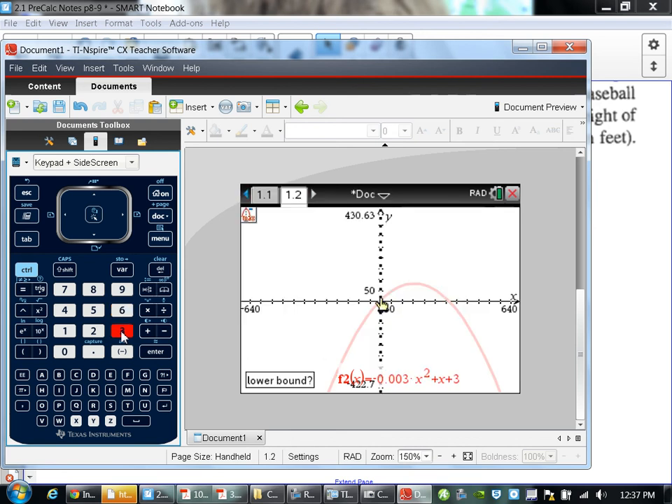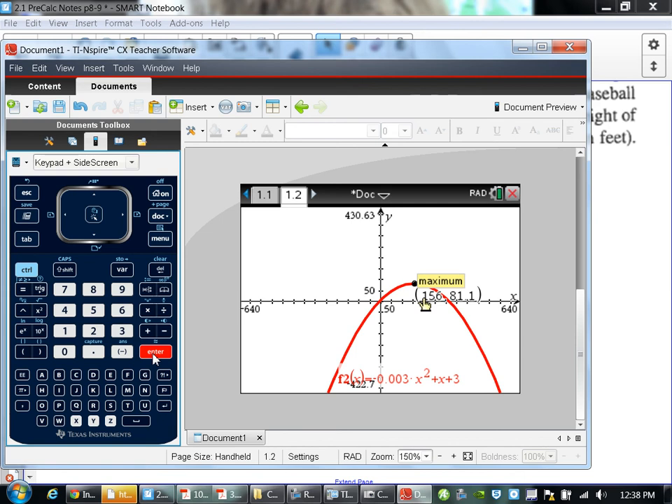Remember when we did these lower bounds and stuff like that last year? Where you move the cursor over, hit enter, move the cursor back. So this lower bound, last year we called it left-hand bound. You want to set your cursor to be to the left of it. So we're going to move it over. I'm going to hit enter. Upper bound, we're going to hit on the other side. And it's giving me a maximum at, was it 156 and 81.1?